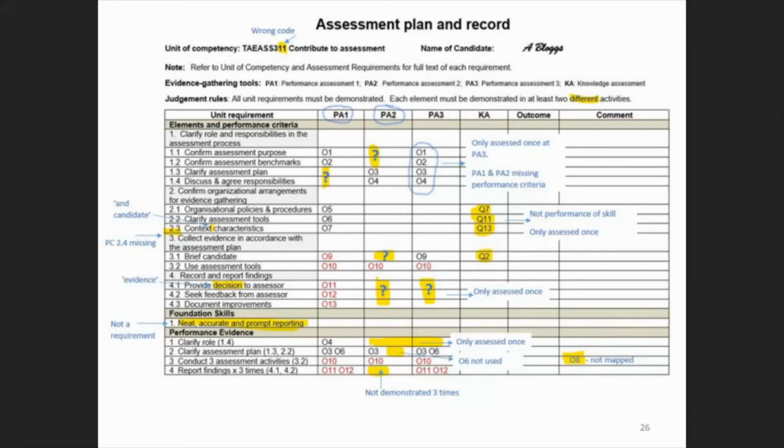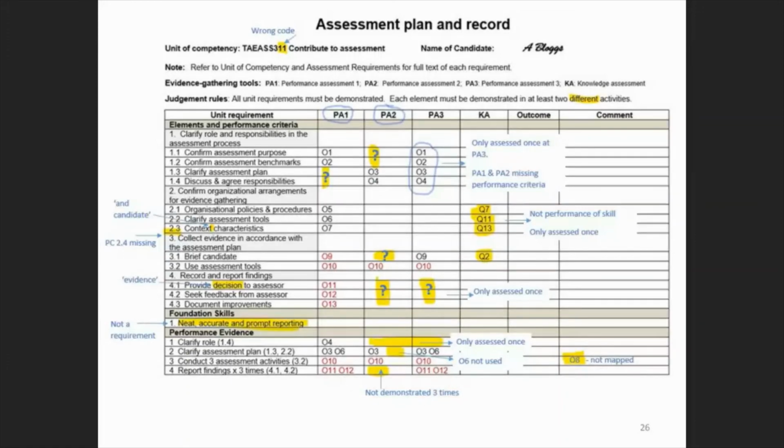And it could have been a typo. It could have been someone compressing it to fit it on the line. Whatever reason, it's changed the meaning and therefore potentially changed the validity of the assessment. But there's a performance criterion missing. 2.4 is entirely missing. You find this happening with people and they need to go back. You need to go back and validate your list of requirements against the unit of competency to make sure you haven't made a mistake.